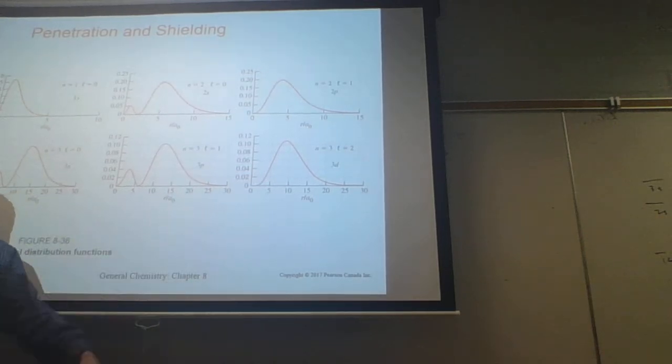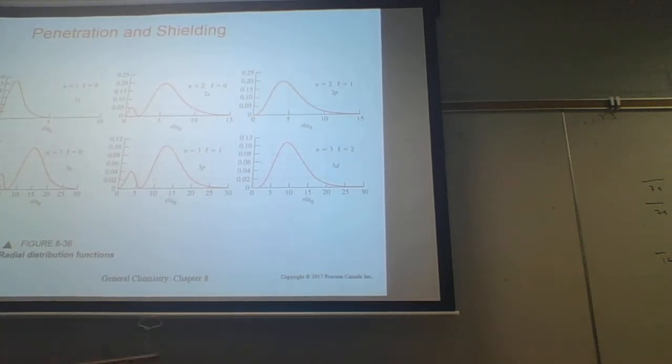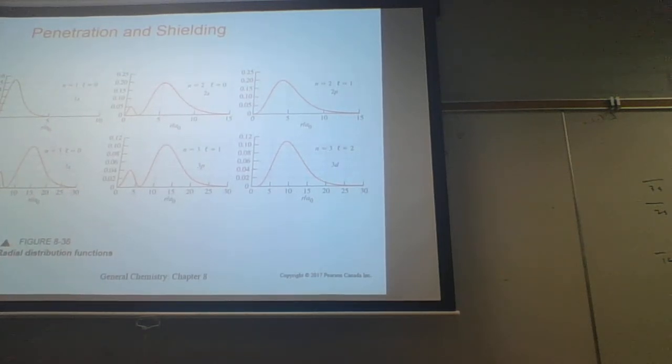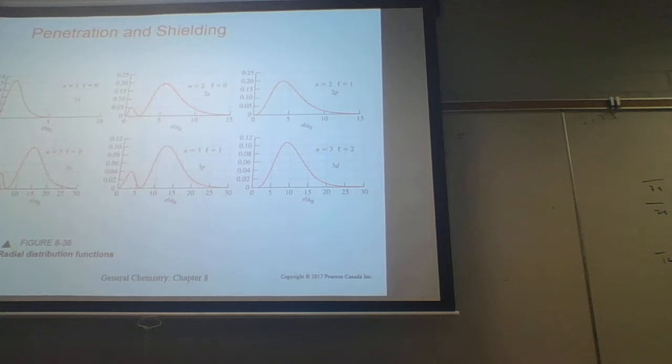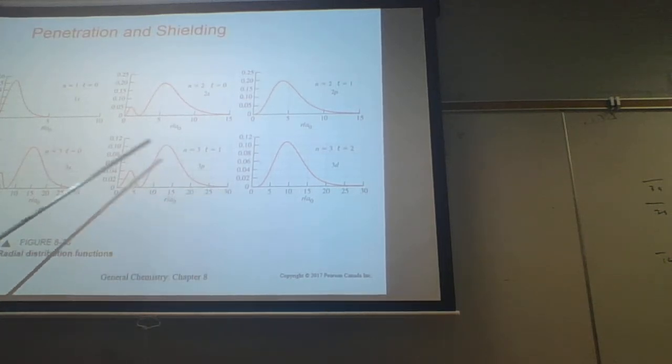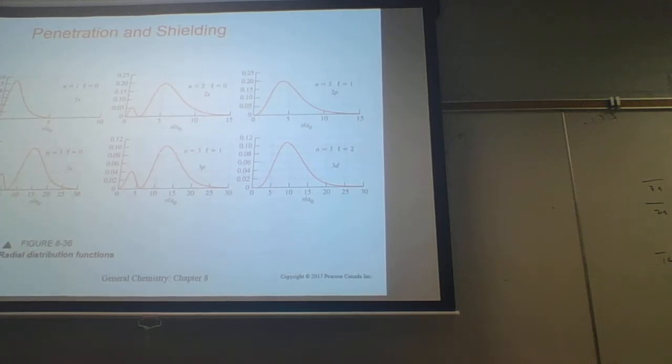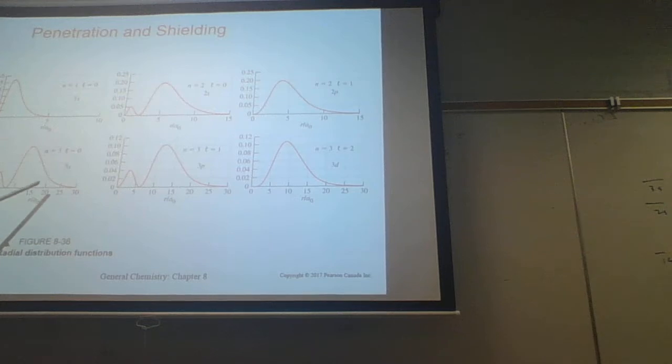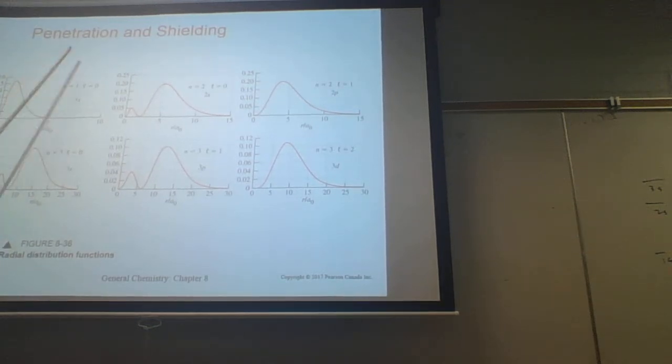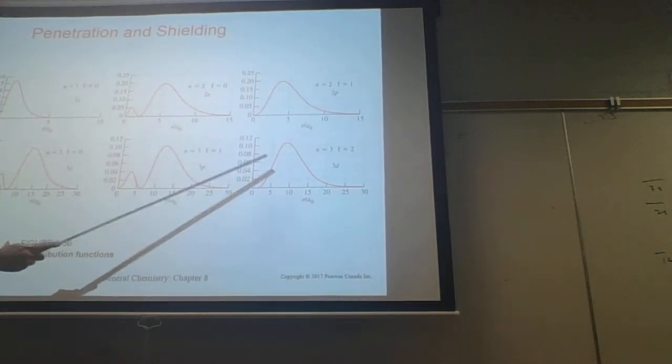But the distribution looks different. Even though the average is the same, the distribution is different. So a d orbital electron would still never be able to get as close to the nucleus as the 3s. All right, and so what we need to know is that s orbitals are much more penetrating than p orbitals, than d orbitals.